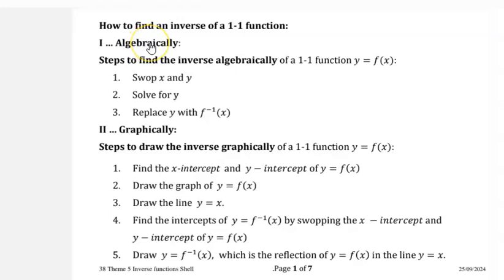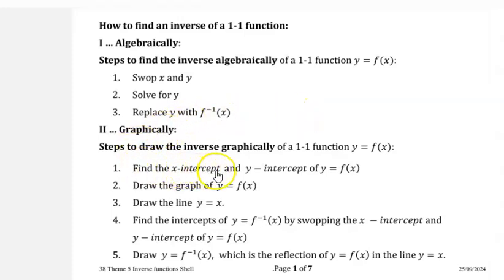On this page I give steps to get the inverse of a one-to-one function algebraically. So number one, you swap the x and the y. Then you solve for y, and then you replace y with f⁻¹(x). So you again have f⁻¹(x) is equal to x something, whatever the function is.